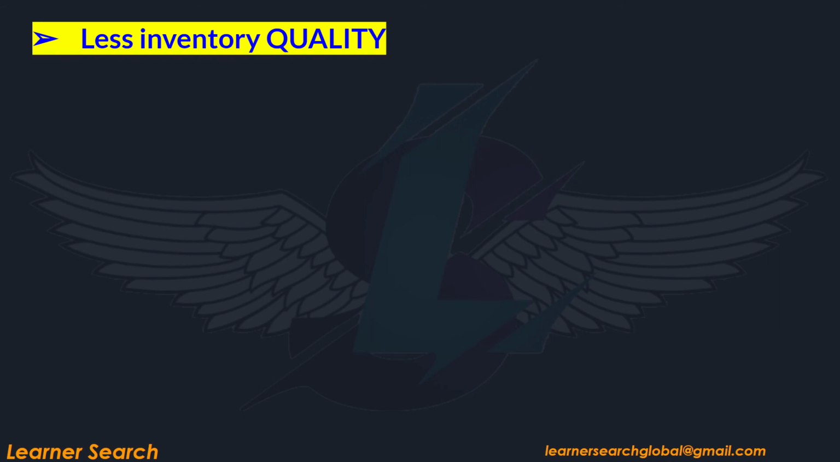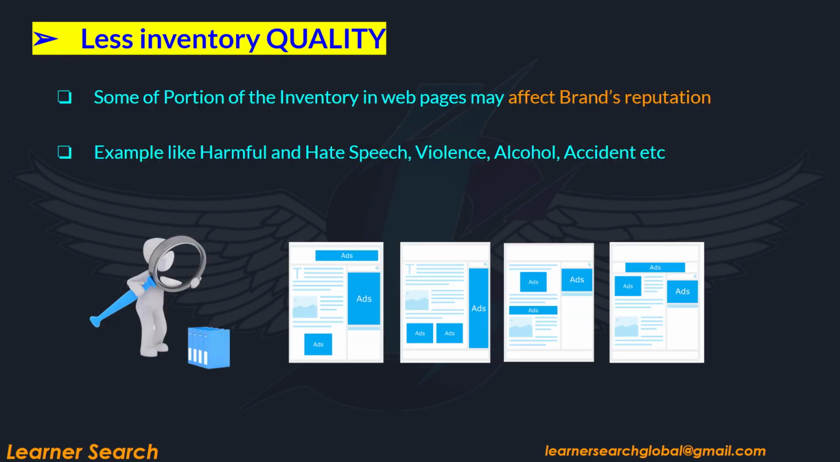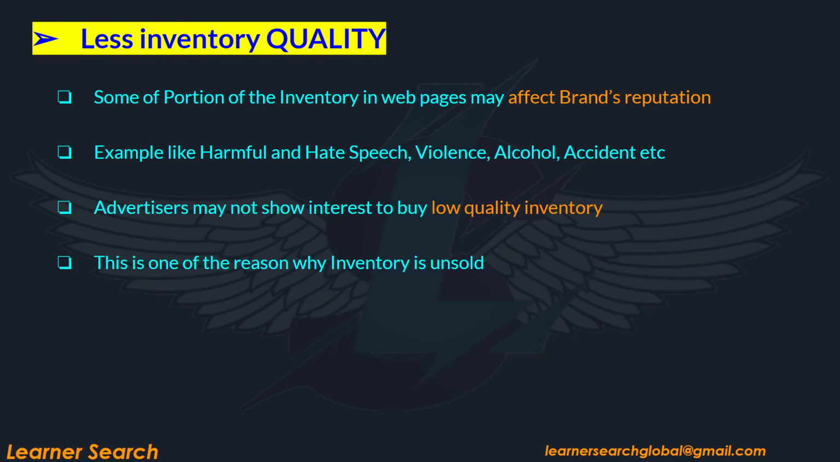Next reason is less inventory quality. Among the apples shown to customers, they may find a few apples are not of good quality and don't purchase them. Similarly, some portion of ad inventory in web pages may affect brand reputation because they may be located around or near content that is inappropriate, like harmful and hate speech, violence, alcohol, accident, etc. Advertisers may not show interest to choose those ad inventory, and this is one of the reasons why inventory gets unsold.